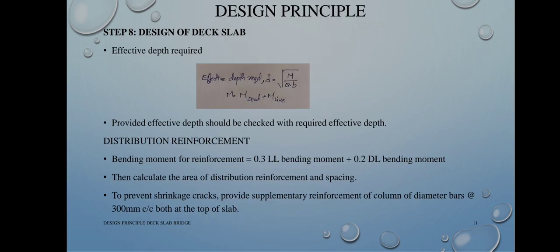Step 8 is the design of deck slab. Effective depth required D is equal to root of M by Q into B. M is equal to M dead plus M live. Provided effective depth should be checked with the required effective depth. For the distribution reinforcement, the bending moment equals 0.3 live load bending moment plus 0.2 dead load bending moment. Then calculate the area of distribution reinforcement and spacing. To prevent shrinkage cracks, provide supplementary reinforcement of nominal diameter bars at 300 mm center to center, both at the top of slab.